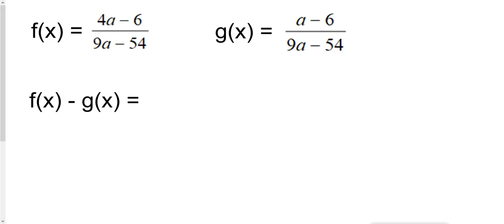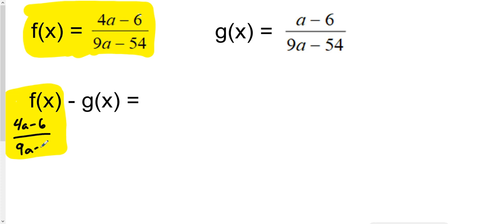Now go ahead and copy this problem down. We're going to talk about some function notation with our rationals. So how would it look if we had f of x and g of x representing a rational function, and then we have an operation with it? All right, I'm going to use a highlighter to help see what's happening visually. So I have f of x. So what I want to do is substitute in what f of x equals here. F of x is 4a minus 6 divided by 9a minus 54.